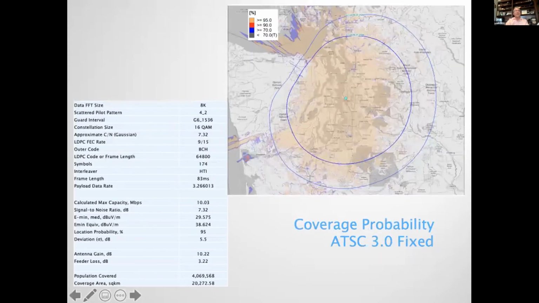So now we're looking at ATSC 3, we're finished with ATSC 1. This is ATSC 3 fixed. And now for argument's sake, again, 4 million is the population. So this is a fixed population with a single tall tower. And that's what we have. Exactly 4 million is the population covered.